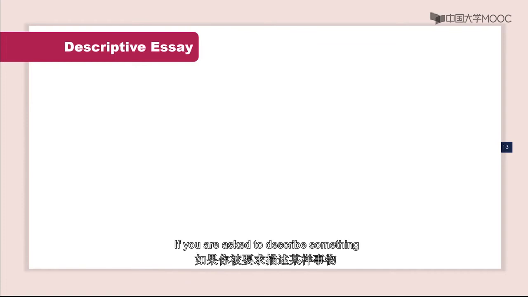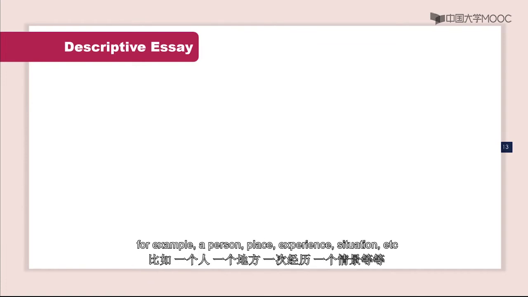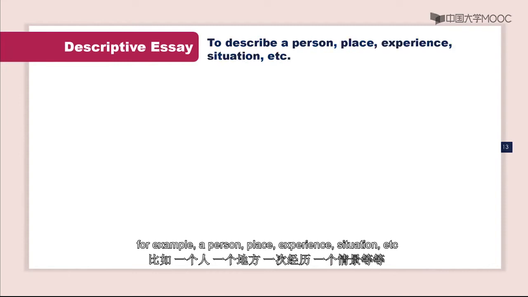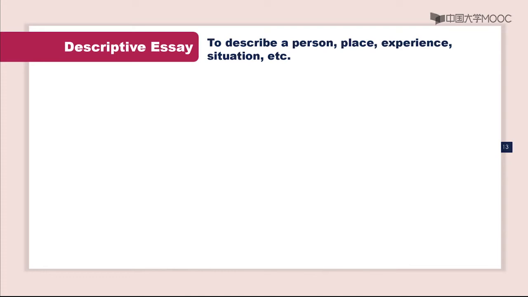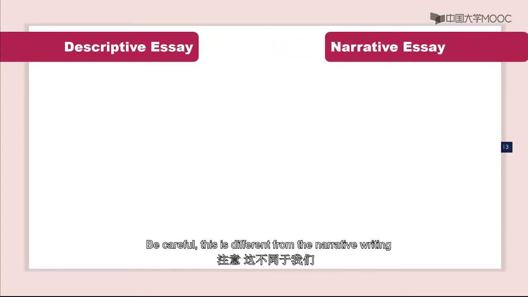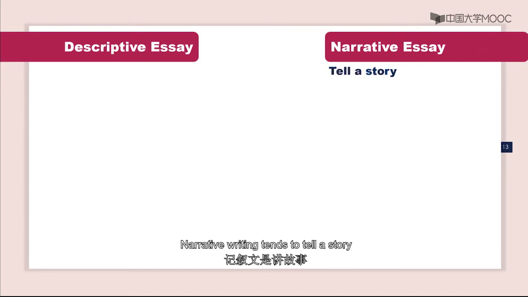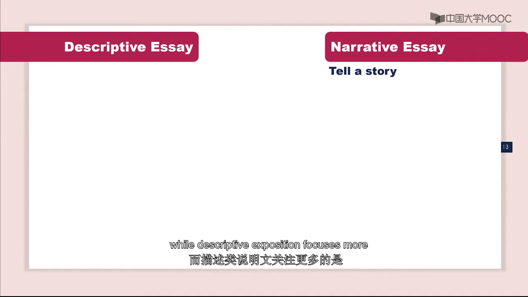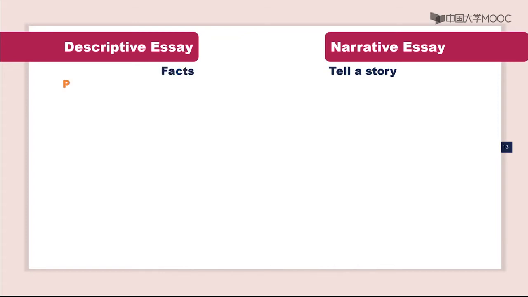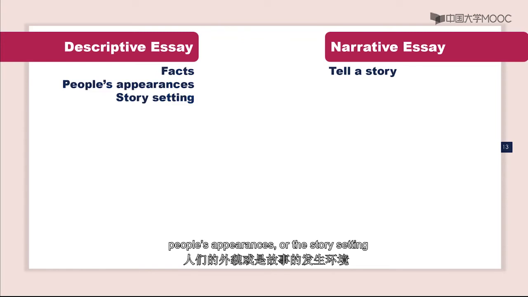The first is called descriptive essay. If you are asked to describe something, for example, a person, place, experience, situation, etc., then you are writing descriptive exposition. Be careful, this is different from the narrative writing we learned in the other unit. Narrative writing tends to tell a story. What happens first, what comes as a surprise, while descriptive exposition focuses more on a revelation of the facts, people's appearances, or the story setting.